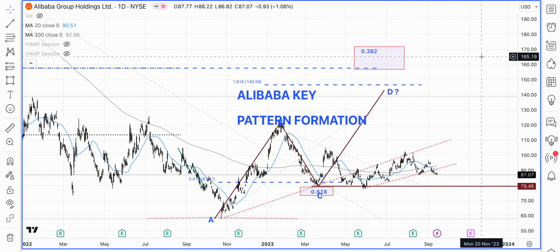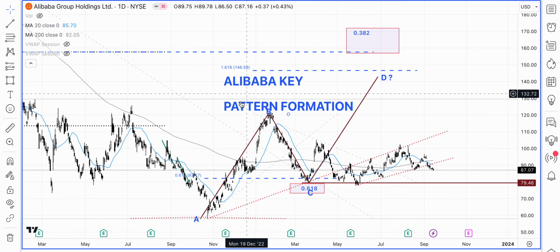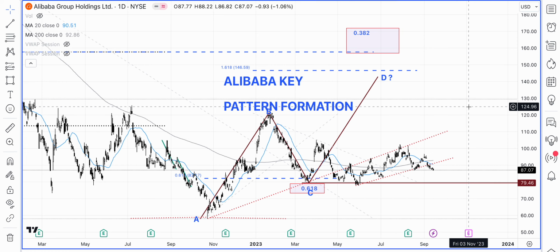So again, this is what we have been looking at and watching, these key US tech stocks, and also Alibaba as an exception. I had a look at it because it's also traded as an ADR on NYSE.